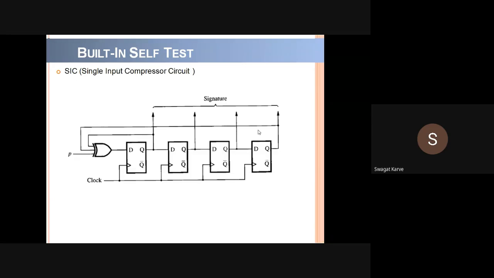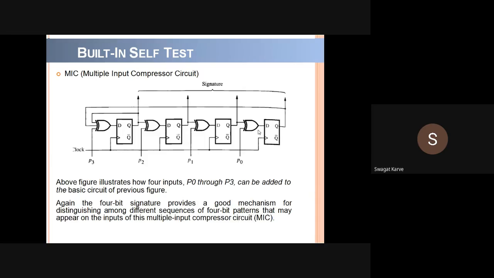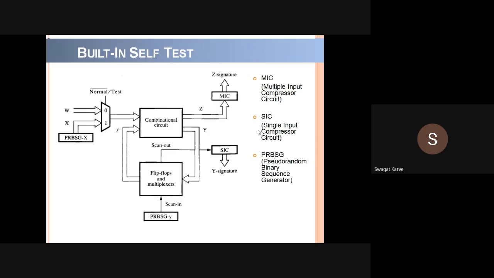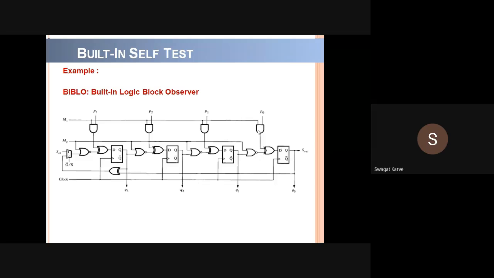Then again you can have the single input compressor circuit, and the multiple input compressor circuit, right? Actually this part is not in your syllabus, but for the sake of your understanding, I have explained it here. These are again LFSR circuits only, used for different purposes. Just remember this thing.